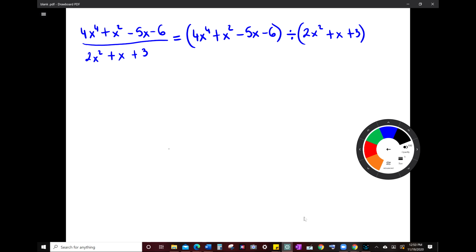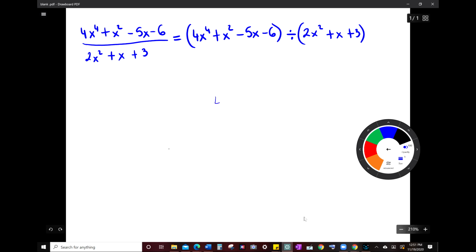I will show you, in this video, how to do the long division between polynomials. And here we have the problem: x to the 4 plus x squared minus 5x minus 6, everything divided by 2x squared plus x plus 3. I will show you both ways, the box method and also the long division method. So let's start with long division.